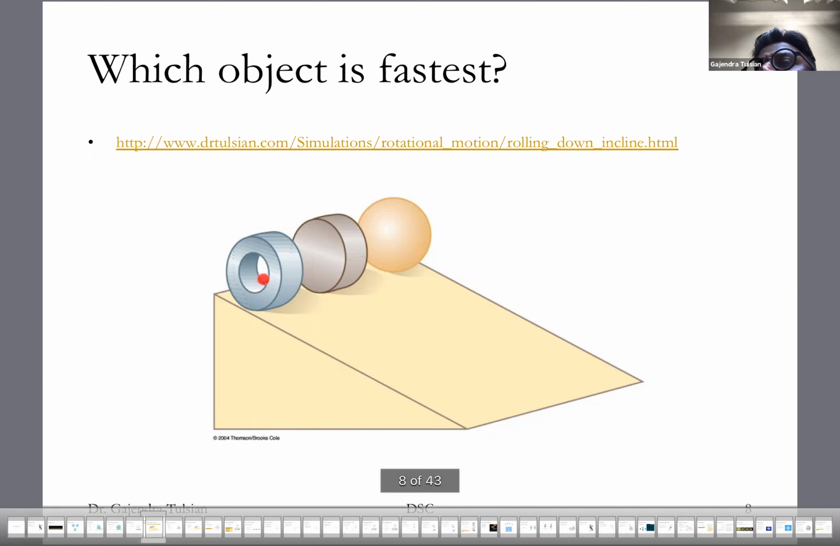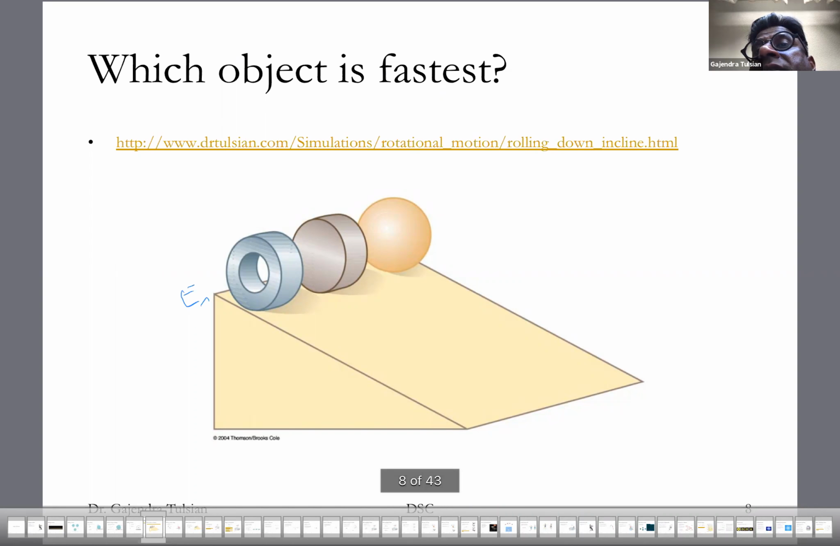Initially they all have the same potential energy. You start them off at the top of the ramp, and then you look for which one reaches the bottom first. So the question is, do they all reach the bottom of the ramp at the same time, or do they arrive at different times? Now it turns out that they do arrive at different times.